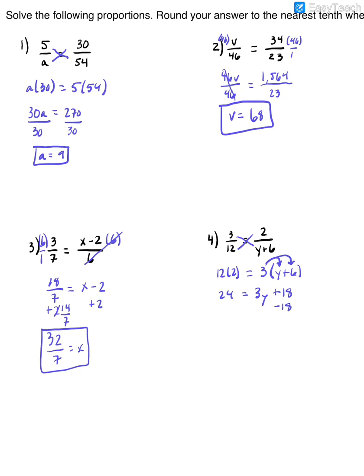And then I need to subtract. So 24 minus 18 gets me 6. And now that it's set equal to 3y, I need to undo the 3 times y. So I divide both sides by 3. And that gets me y equals 2. And that would be my answer. Okay, I'm going to stop there, and then I'll start the next video with the next set of problems.